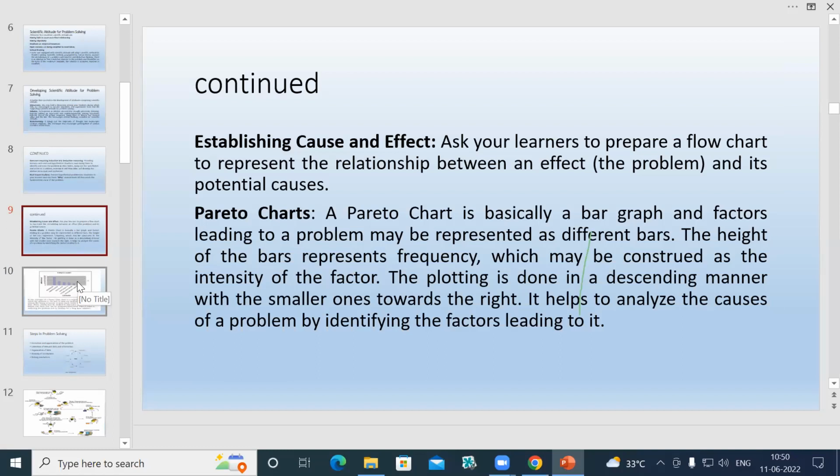Then another is Pareto charts. A Pareto chart is basically a bar graph, and the factors leading to a problem may be represented as different bars. The height of the bar represents frequency, which may be taken as the intensity of the factor, and the plotting is done in descending order with the smaller ones towards the right. It helps to analyze the cause of a problem by identifying the factors leading to it.